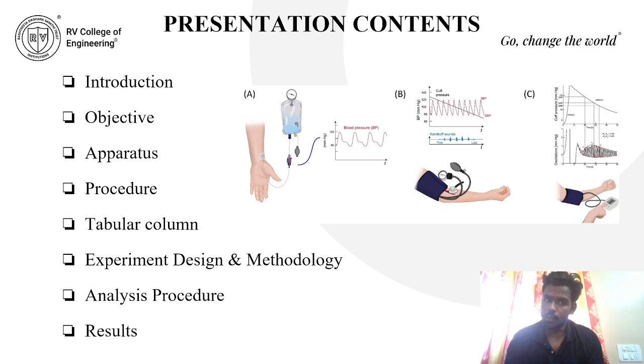So the contents go like the introduction, objectives, apparatus, procedure, tabular column, experimental data, design and methodology, analysis procedure, and results. This picture, as you can see, is a variation of BP measuring equipment from the early days. And this figure is the digital BP measuring machine.